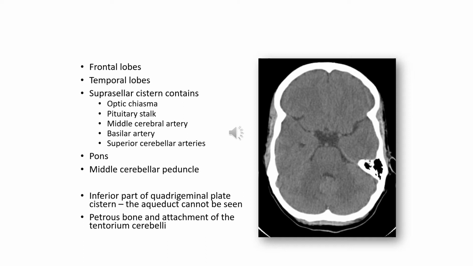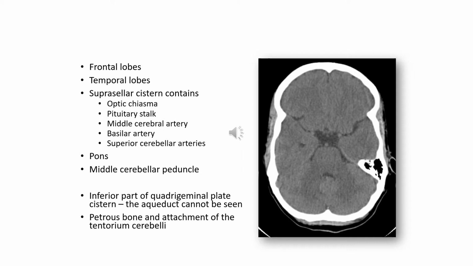On this axial slice, we can see the frontal lobes and the temporal lobes. If you click, these will appear shown by the red calipers and yellow calipers. If we take a magnified view of the suprasellar cistern and you click again, we can see the red arrow showing the optic chiasma. The yellow arrow shows the pituitary stalk ascending out of the pituitary fossa to pierce the diaphragma sellae.